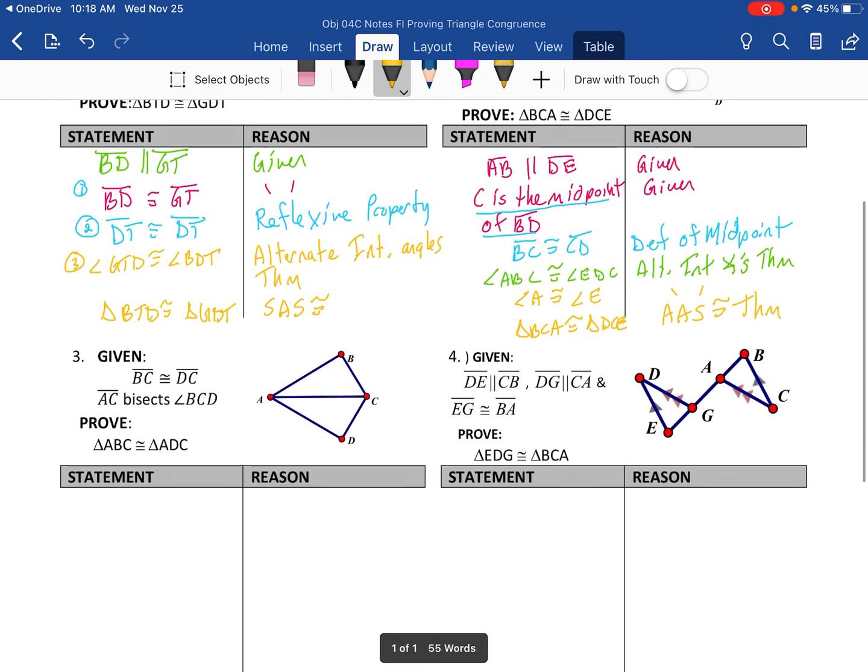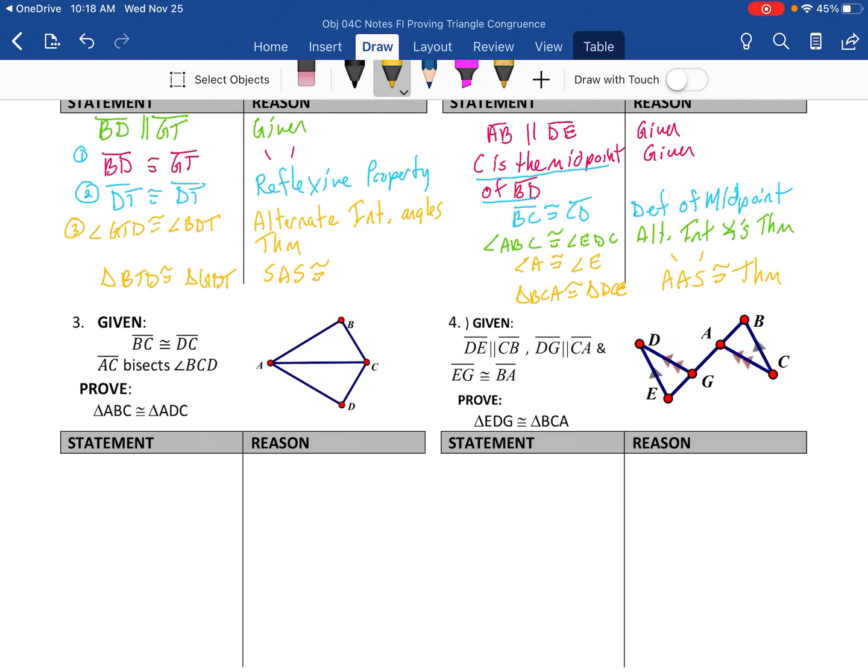THM is theorem. Okay, so these last two. All right. You're given, so this one I can mark. I know BC is congruent to DC, and you can use the tick marks if you don't have different colors. But on Formative, you have the color. So BC is congruent to DC. That's given to you.